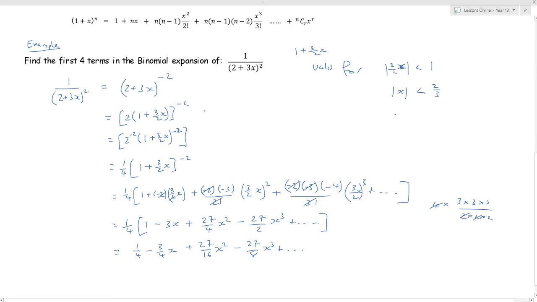I could have used this expression here, 2 plus 3x. So put brackets around them. Then the modulus will be the same, because I'm going to put a modulus of 3x. It's going to be less than the 2 there. To get the x on its own, I'm going to divide through by 3. So the modulus of x is going to be less than 2 over 3. So whichever way you do it, you come up with the same solution. Here we are, 2 good examples for you.